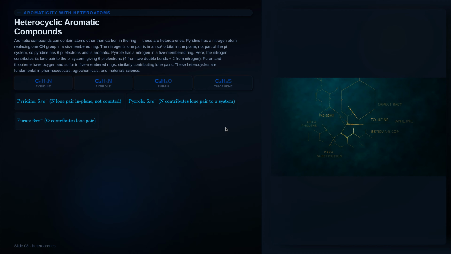Pyrrole has a nitrogen in a 5-membered ring. Here, the nitrogen contributes its lone pair to the pi system, giving 6 pi electrons, 4 from 2 double bonds plus 2 from nitrogen. Furan and thiophene have oxygen and sulfur in 5-membered rings, similarly contributing lone pairs. These heterocycles are fundamental in pharmaceuticals, agrochemicals, and materials science.